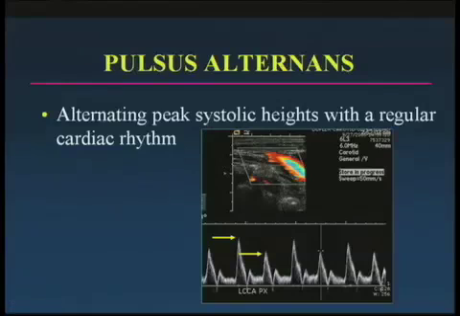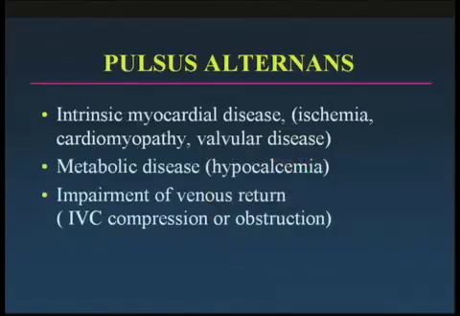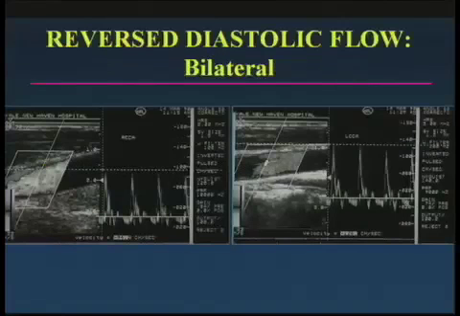I've only seen pulsus alternans a couple of times. This is characterized by first a high peak, then a low peak with a regular cardiac rhythm. This tends to be due to intrinsic myocardial disease, metabolic disease, and sometimes impairment of venous return.